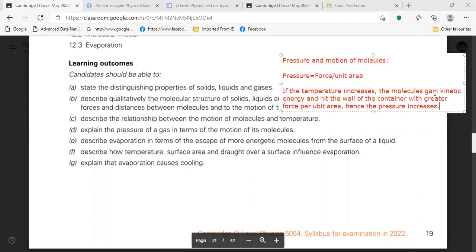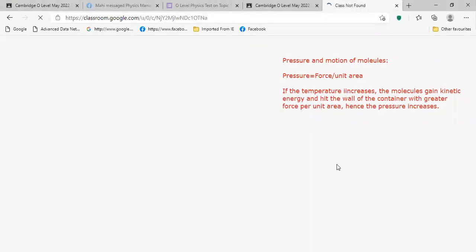So you got it right, everyone? Hello? Yes, sir. How pressure and motion of molecules are interlinked, and how it is also linked with the temperature increase. I think all of you are clear now. This is a greater force per unit area. Okay, done.